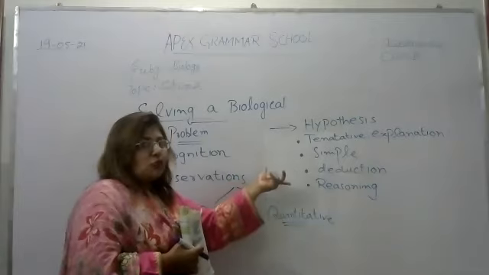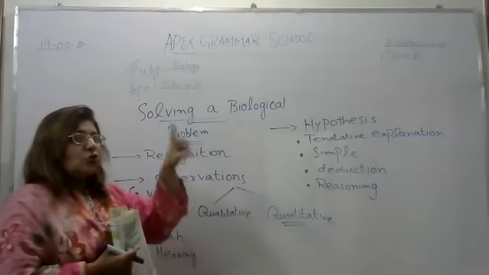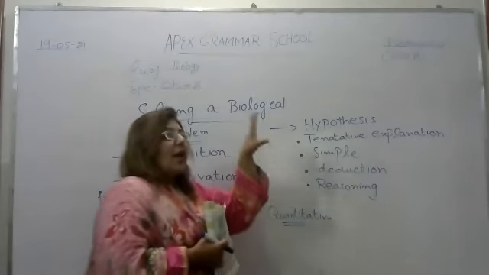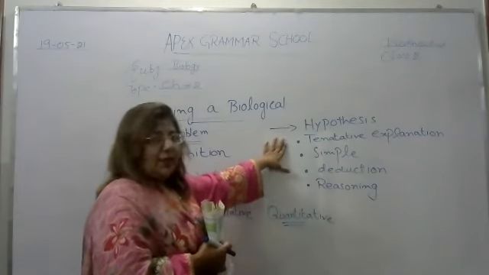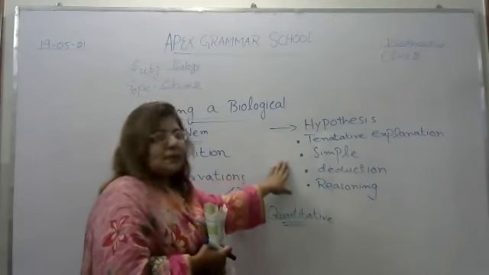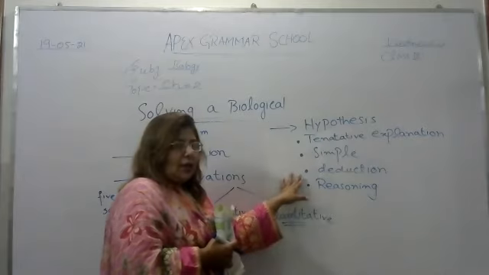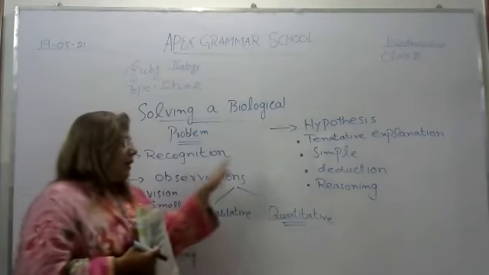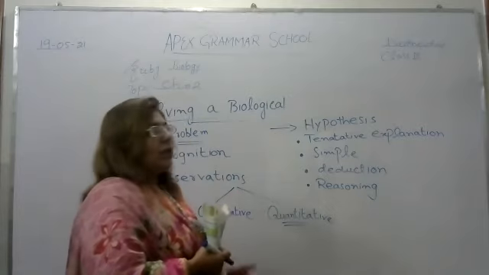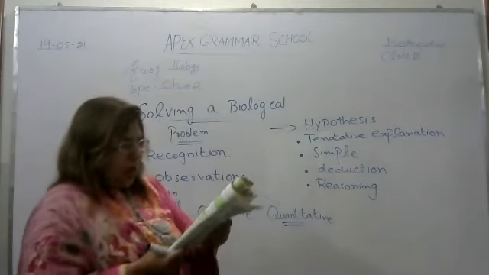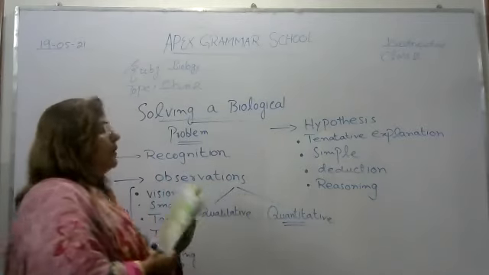Okay. So keep in your mind, a good hypothesis should have some characteristics, and these characteristics are: it has a tentative explanation, it should be simple, it should be related to deduction, and it should use reasoning. Okay, so this is the introduction of hypothesis. After that, we will go to deduction.